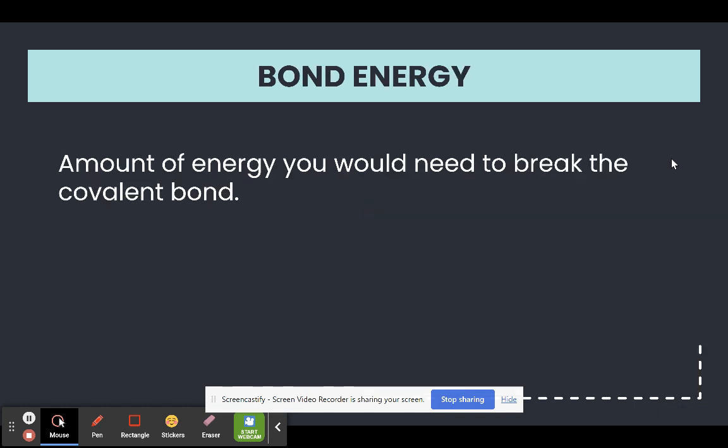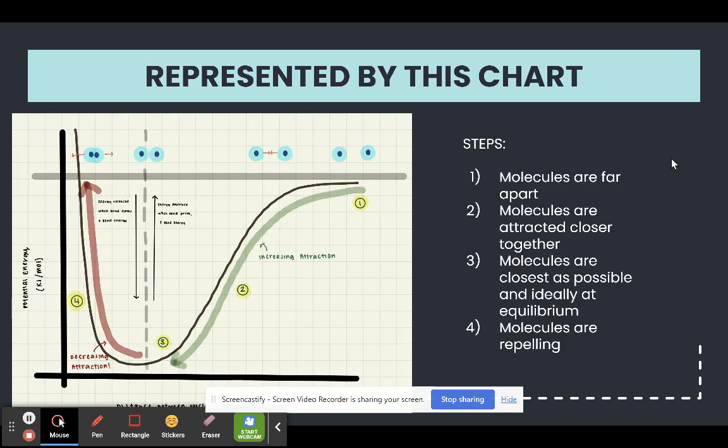Bond energy is the attraction between two atoms that are stabilized by a covalent bond. This is a graph which represents the relationships of bond order, bond energy, and bond length. As you can see, the x-axis is represented as the distance between the two nuclei of the atoms, while the y-axis is represented by the potential energy.